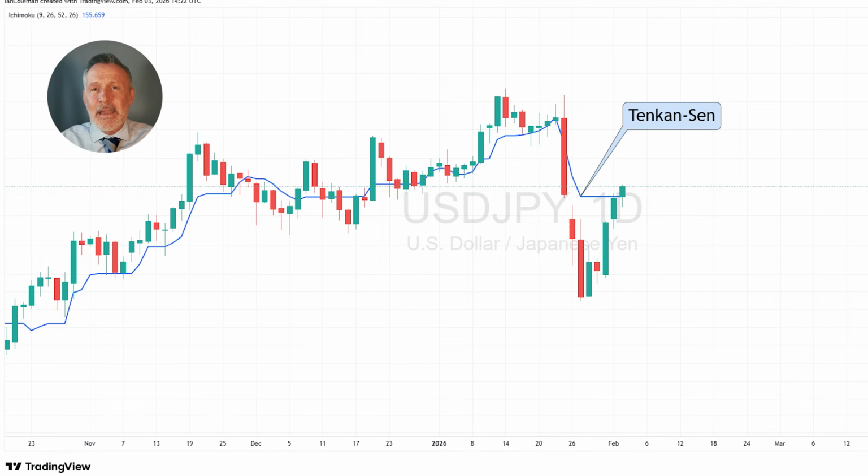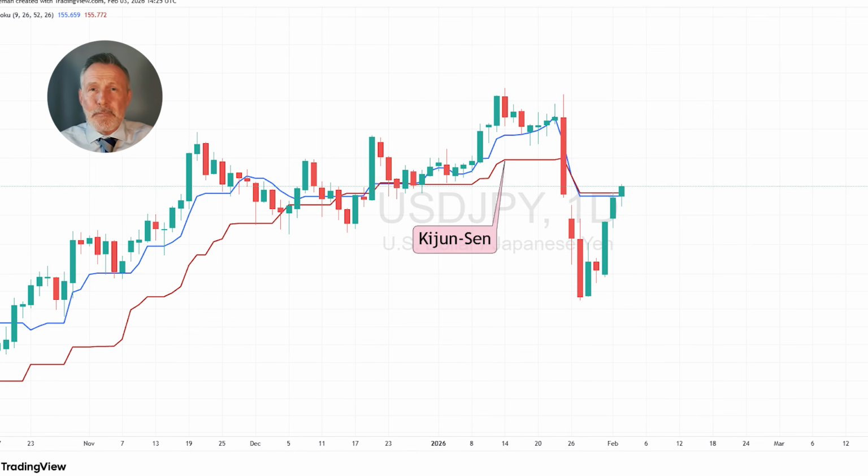The Tenkan Sen is the short-term momentum indicator. It's derived by adding the highest high and the lowest low for the last 9 sessions and then dividing by 2. The Kijun Sen is the medium-term momentum indicator. It is derived from adding the highest high and the lowest low for the last 26 sessions and then dividing by 2. So why is the distinction between the moving average and the Sen lines important?